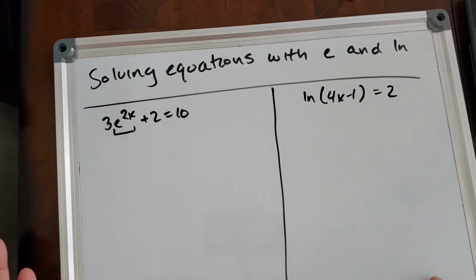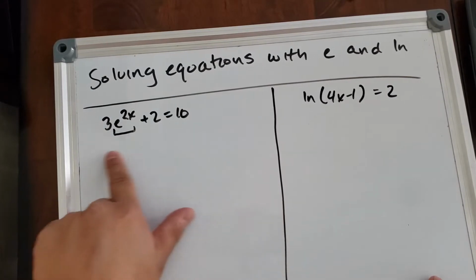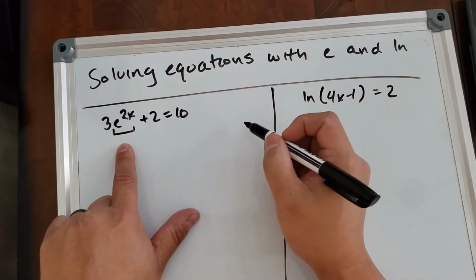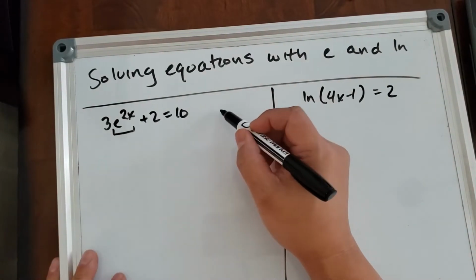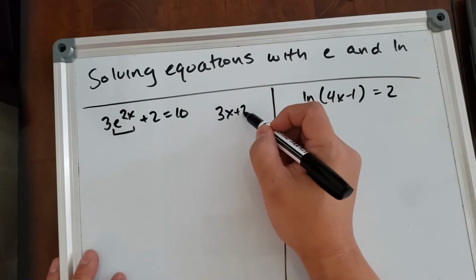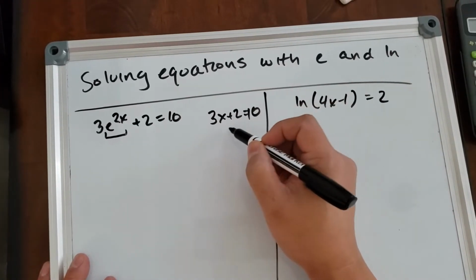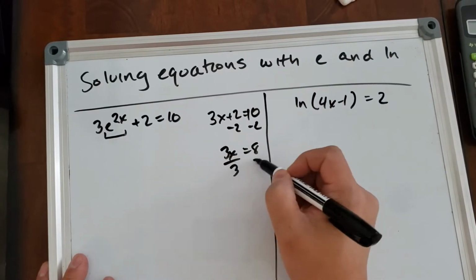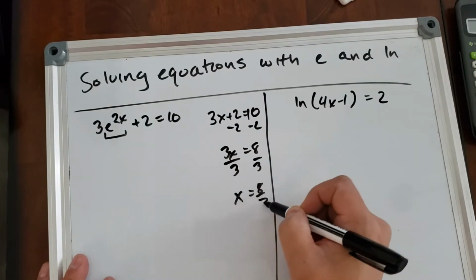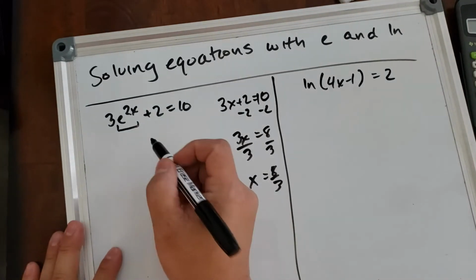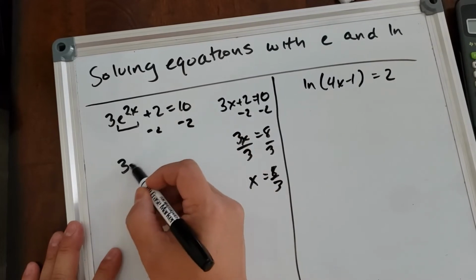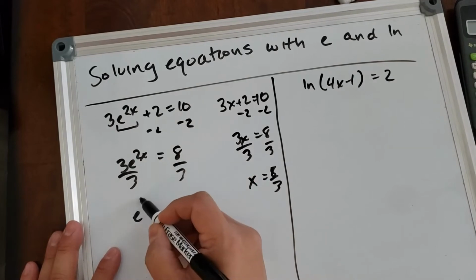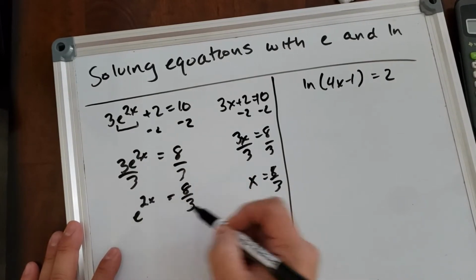Which one are we going to move first, though? Well, if we're ever confused about what to move first, we can always do a little side work and figure out how we're going to move it. So I can always take this e to the 2x, and instead of writing that, I'm just going to put in x. So 3x plus 2 equals 10. Well, how would you solve this? You'd go minus 2, that's 3x equals 8, and then I divide by 3, x equals 8 over 3, right? Well, I'm going to do the same thing here. I'm going to go minus 2, so this is 3e to the 2x equals 8. And then I'm going to divide by 3, e to the 2x equals 8/3, right?